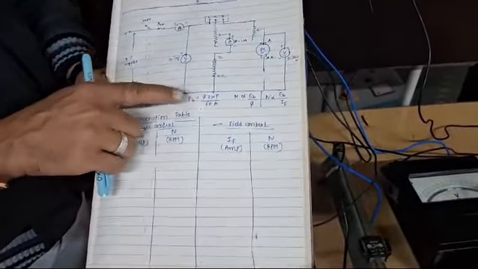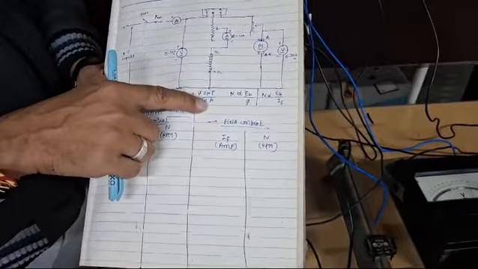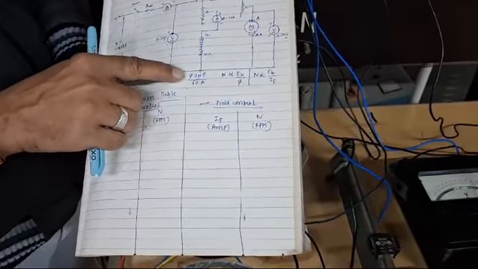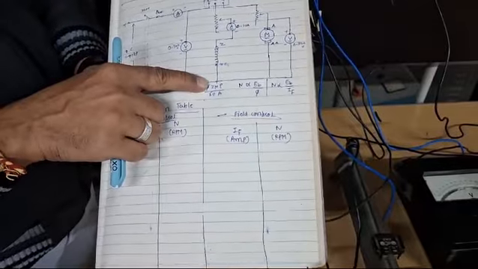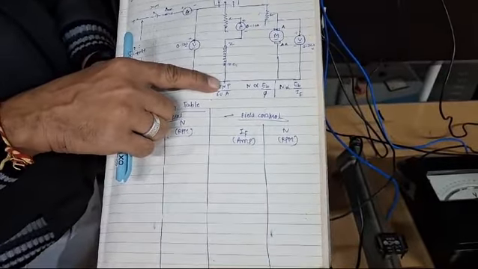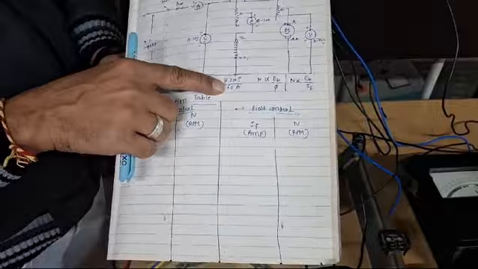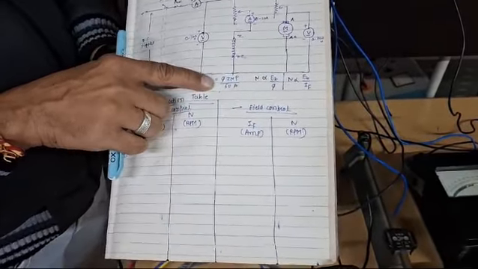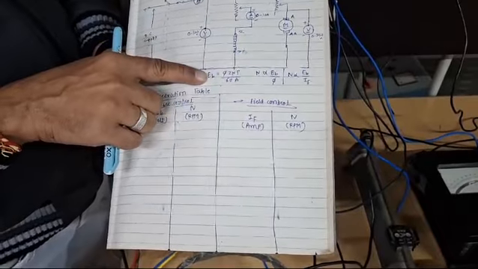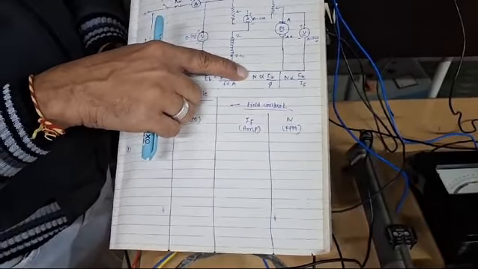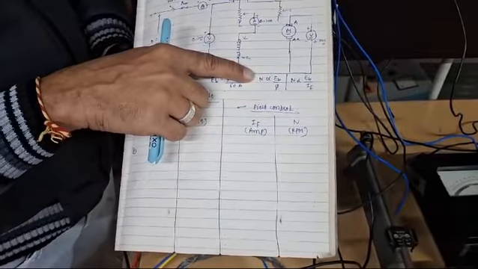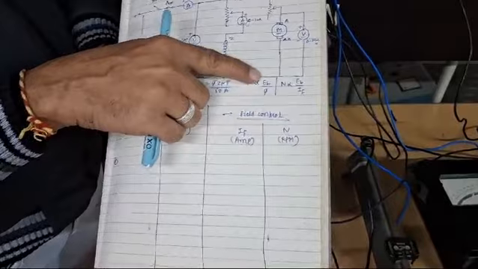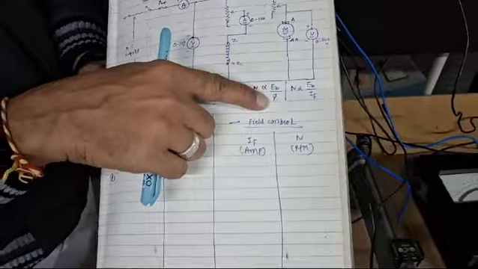We know that the back EMF equation is Eb = phi Z N P by 60 A, where phi is the flux per pole, Z is the number of conductors, N is the speed in RPM, P stands for the number of poles, 60 is a constant, and A stands for the number of parallel paths. If we make the speed the subject, then N is directly proportional to the back EMF Eb and inversely proportional to phi.